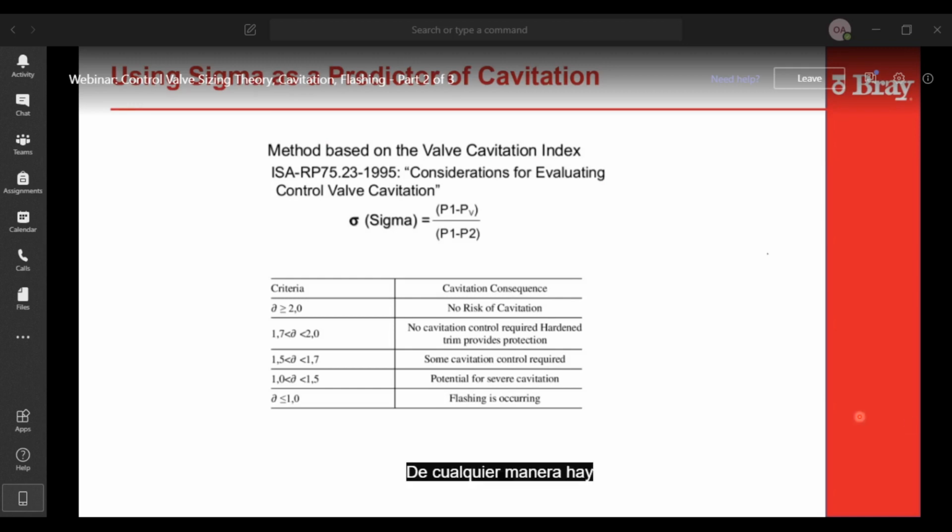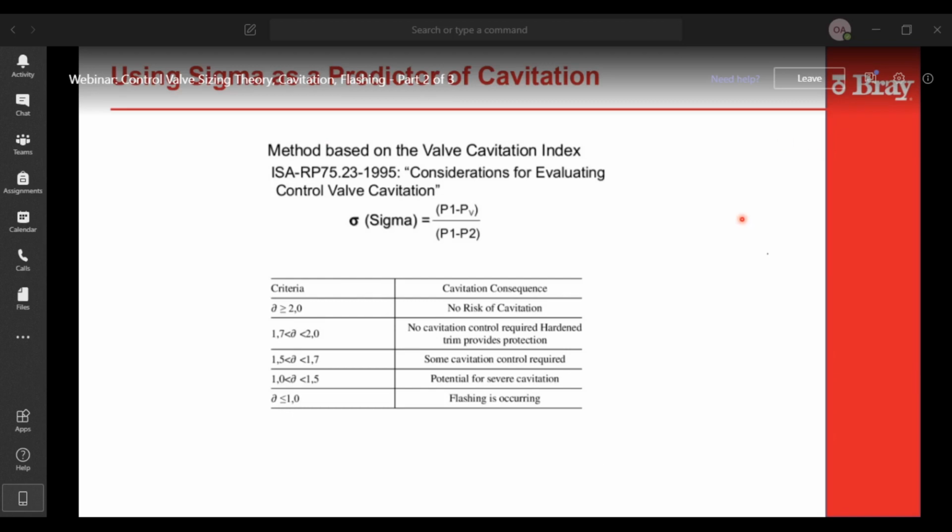So either way, there's all different ways people are addressing cavitation severity. Sigma will give you an idea of how bad your cavitation scenario or regime is in your fluid design stage. There's also another formula. If you limit the trim exit velocity to less than 100 feet per second, you won't have cavitation damage. That's another formula. So there's several formulas that have been adapted to ISA.